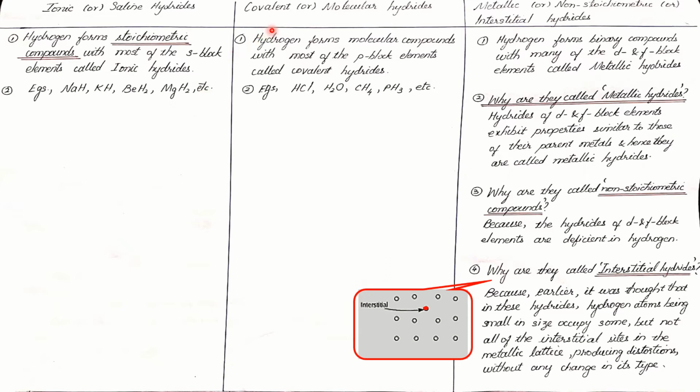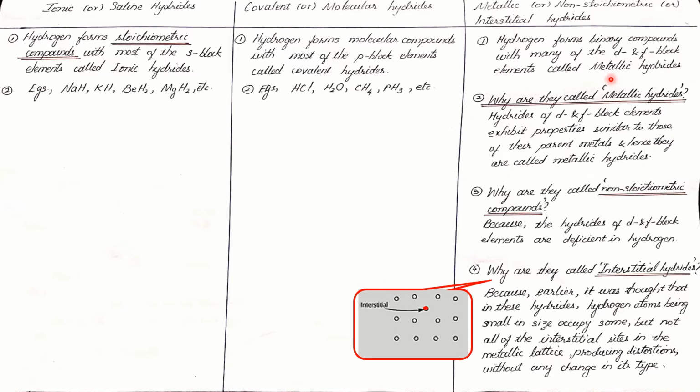We move on to the second category of hydrides, which is covalent hydrides or molecular hydrides. What are they? Molecular compounds formed by hydrogen with most of the p-block elements are called covalent hydrides. Some examples are hydrogen chloride, water, methane, phosphine, etc. The third category of hydrides are metallic hydrides. They are also called non-stoichiometric hydrides or interstitial hydrides. Okay, now what are they? They are binary compounds formed by hydrogen with whom? With many of the d and f block elements. Okay, such hydrides are called metallic hydrides.